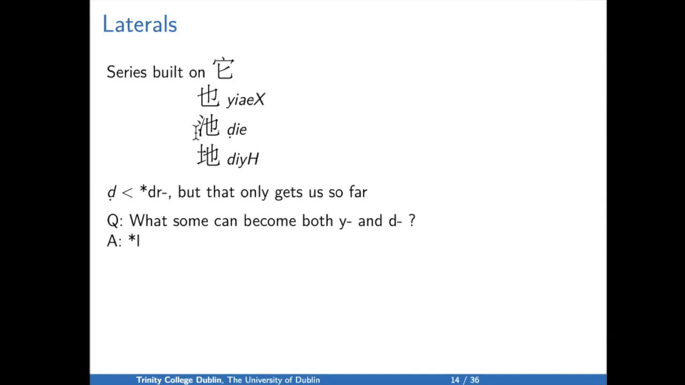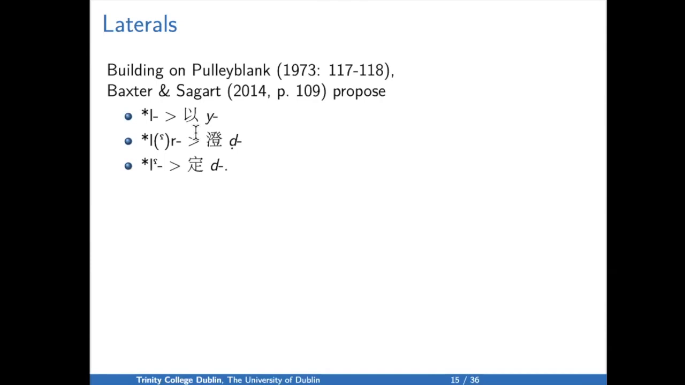If we pose the question, what could become a ya sometimes and a da in other circumstances, an L makes sense. So let's go with that. This was originally proposed by Edwin Pulleyblank. I'm slightly simplifying; he didn't quite propose it in the form we currently use. Baxter and Sagart have taken over that proposal from him in exactly the way I'm formulating here. So L in type B syllables becomes ya, and L in type A syllables becomes da, and L followed by an R, whether in type A or in type B, becomes da.